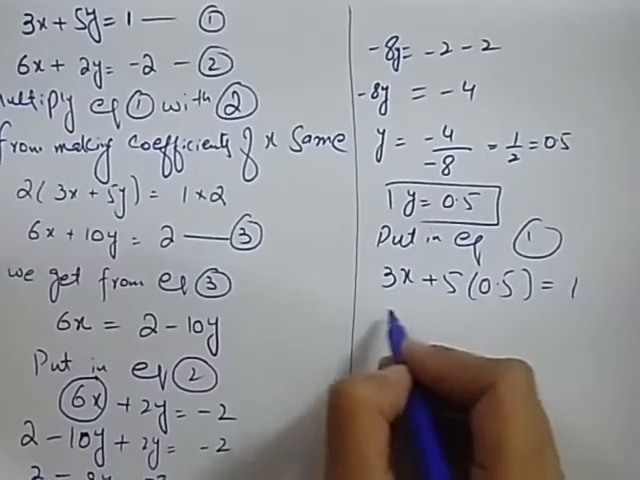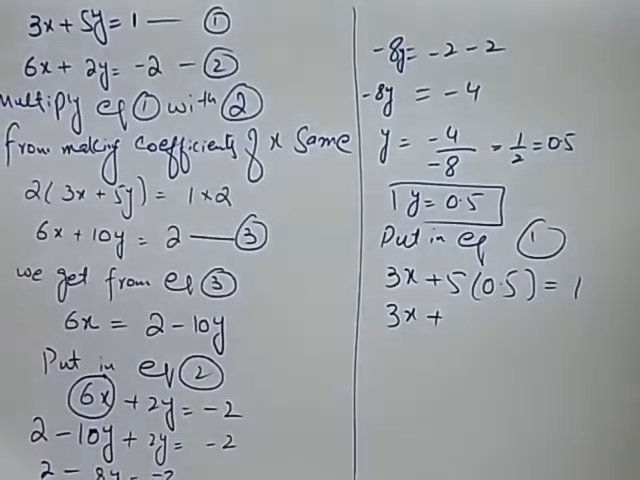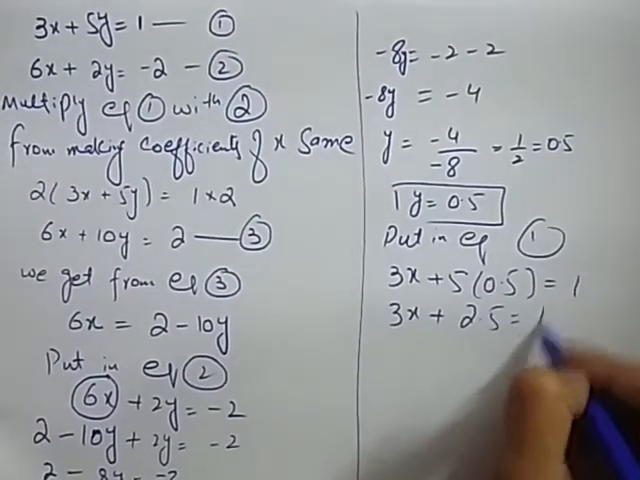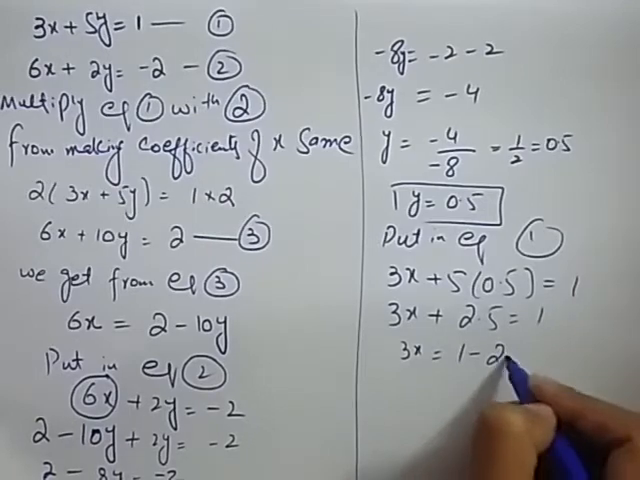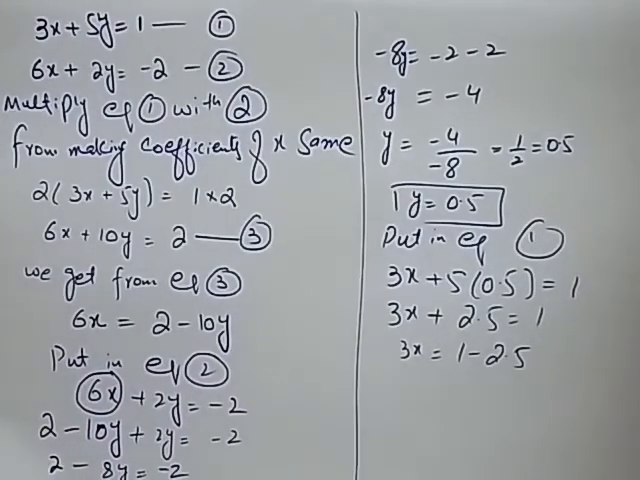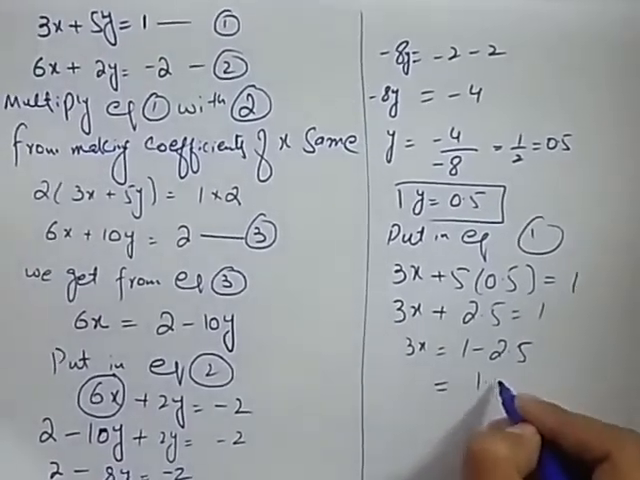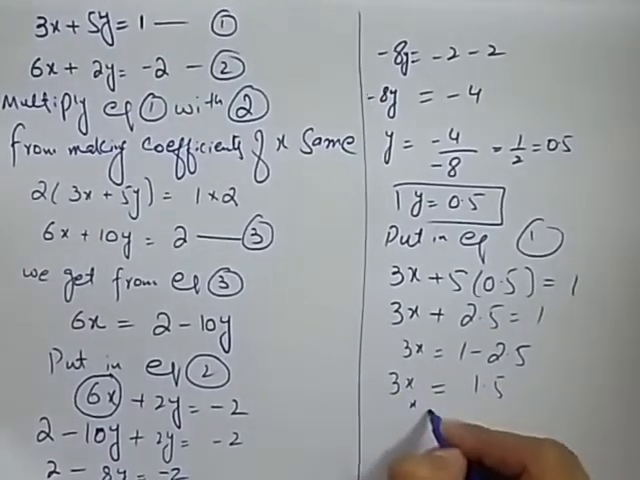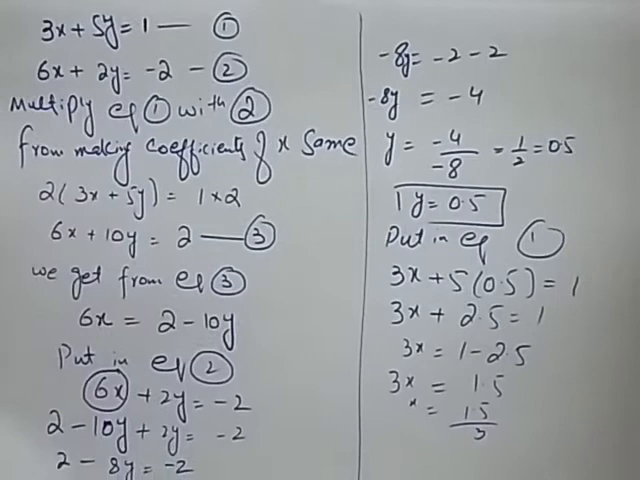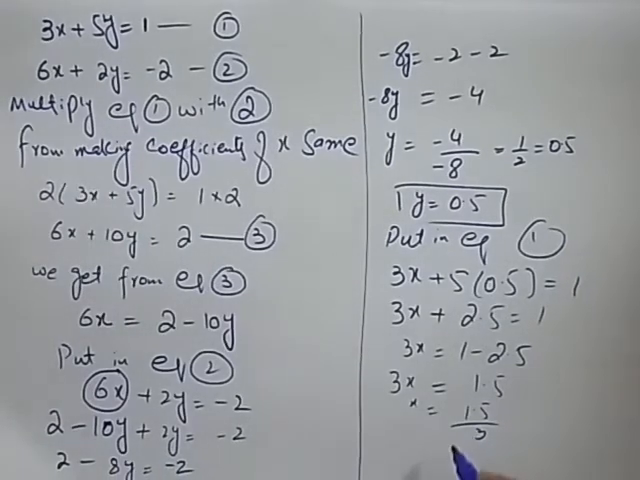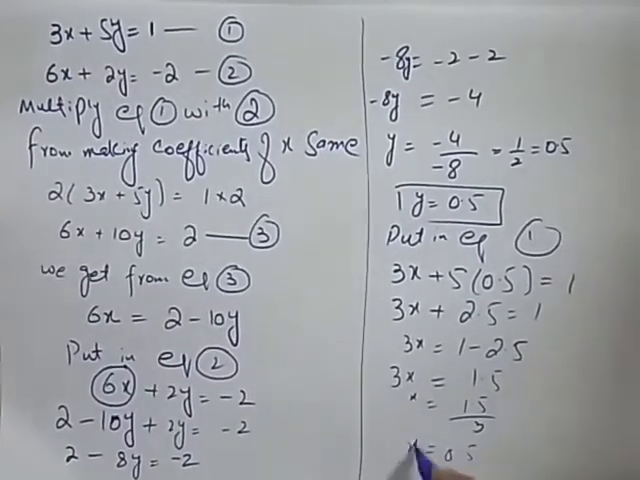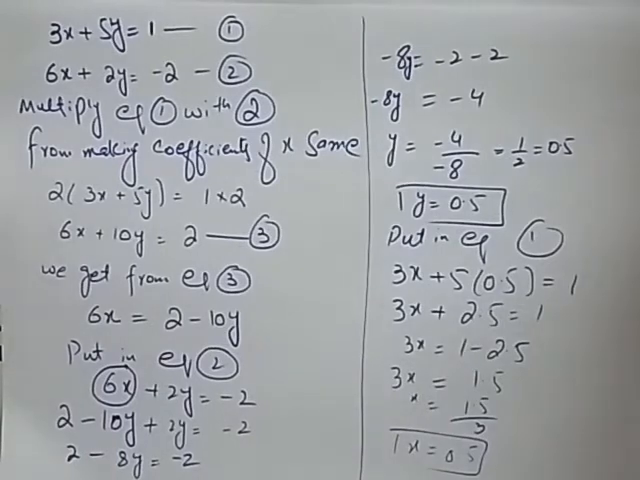Okay. Now open the value. So 0.5 multiplied by 5, the answer is 2.5. So 3x is equal to 1 minus 2.5, that is minus 1.5. So x is equal to minus 1.5 divided by 3. So the answer is minus 0.5. This is the value of x as well. So let us take another example.